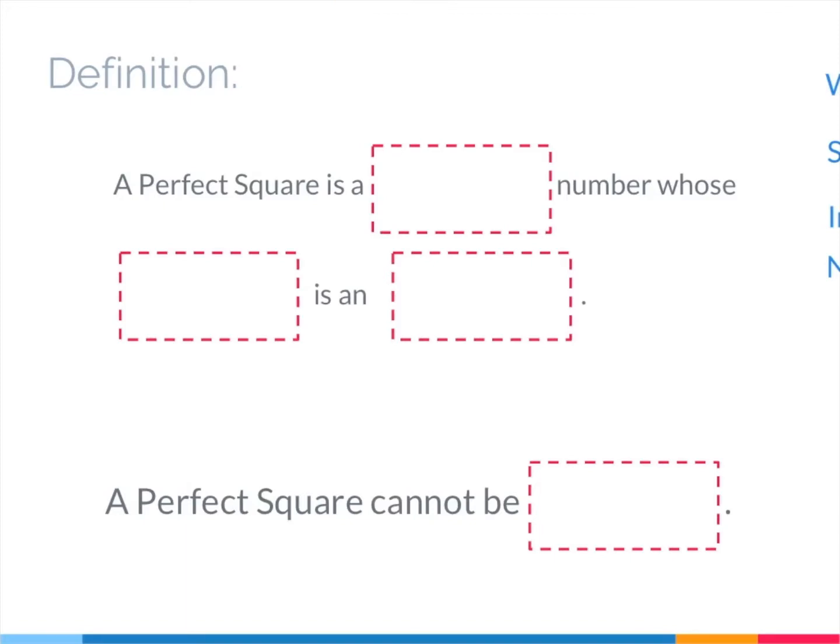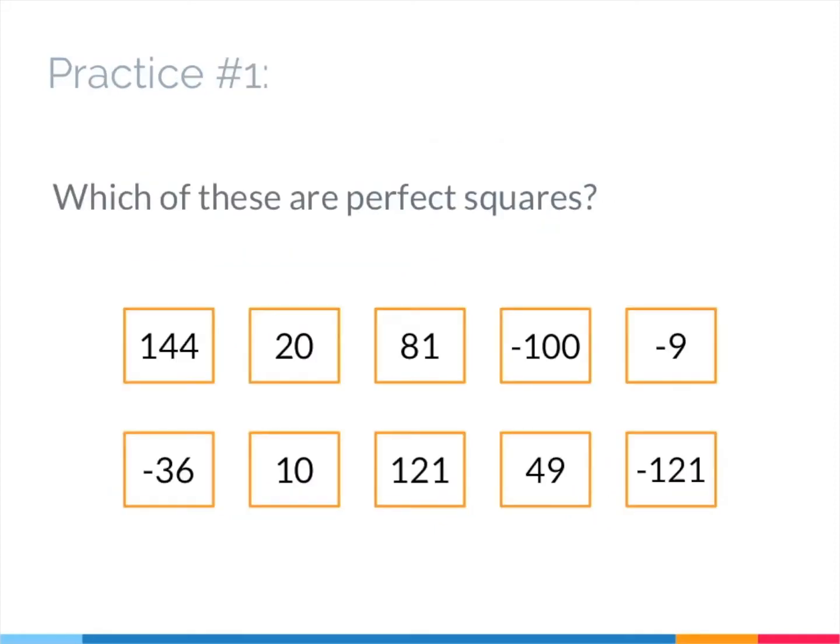So now that we've seen a few perfect squares, let's take a look at the definition. A perfect square is a whole number whose square root is an integer. A perfect square cannot be negative. That's important to know. Let's take a look at practice number 1. Practice number 1 says, which of these are perfect squares? Since this is practice, I want you to be trying this on your own. Go ahead and pause the video now, then press play again to see if your answers are correct.